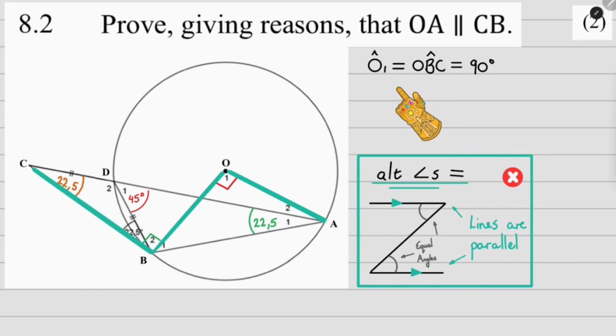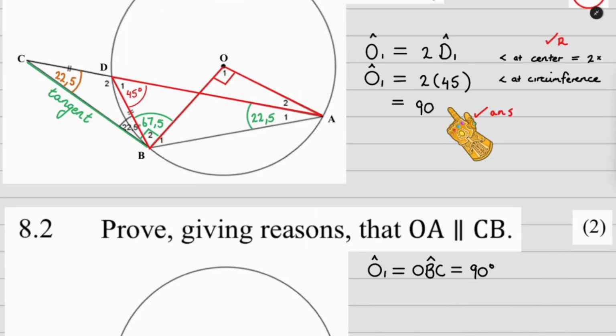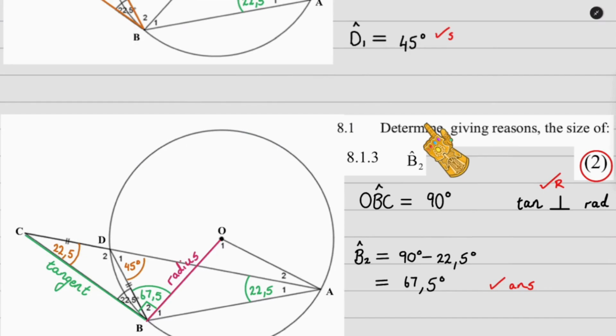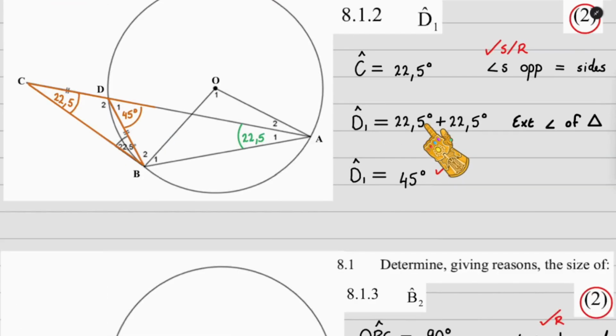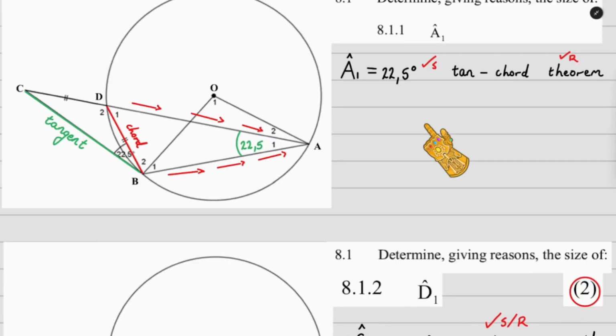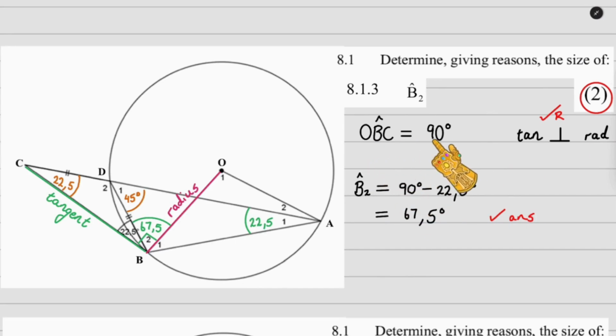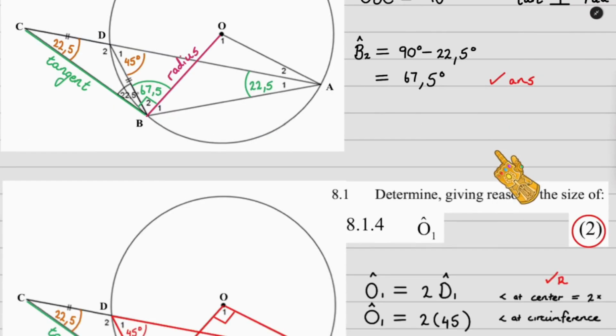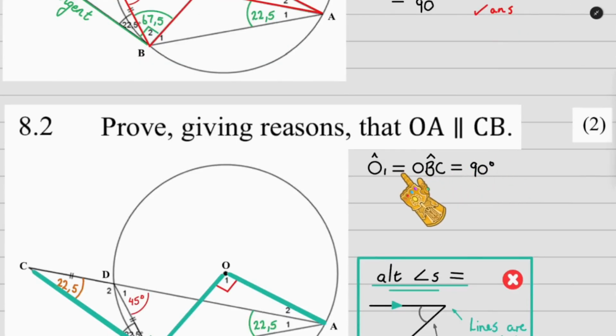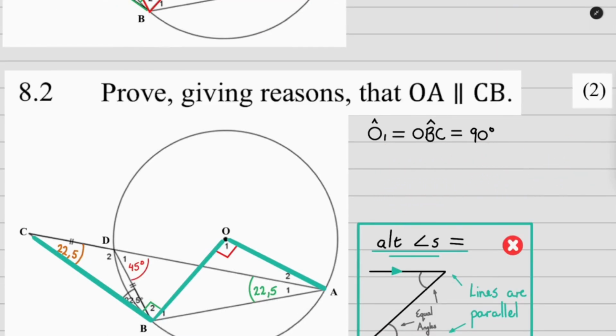And we did prove that they were both 90 in previous questions. So you can see we proved O1 was 90 in this question. And for 8.1.3, we proved that OBC was 90 because of tan perpendicular to rad. So we've proved this above. So what we put down as our reason for this statement is proven above.